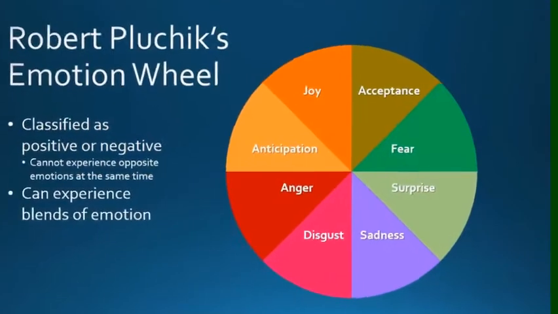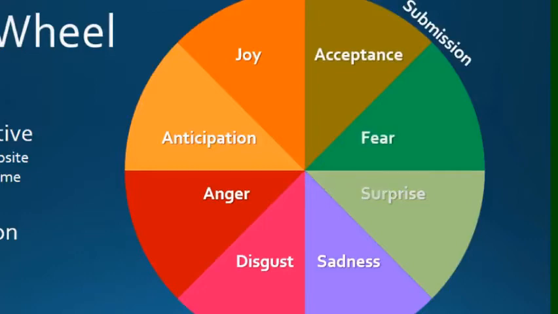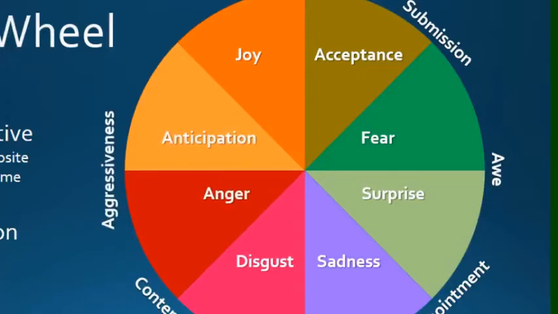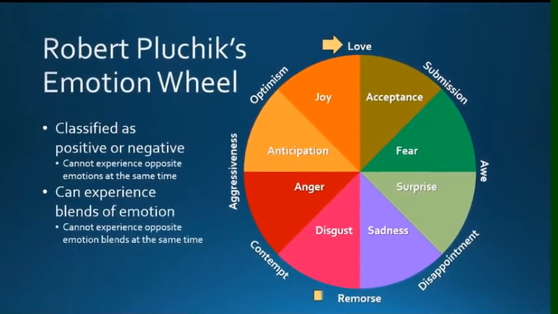If you look at the emotion wheel, joy and acceptance are right next to each other. If you combine these two, you'll have the complex emotion of love. In the same way, combining acceptance and fear produces submission. Fear and surprise result in awe. Surprise and sadness produce disappointment. Sadness and disgust create remorse. Disgust and anger turn into contempt. Anger and anticipation yield aggressiveness. And anticipation and joy produce optimism. And again, Plutchik believes that contradictory blended emotions, such as love and remorse, cannot exist at the same time.